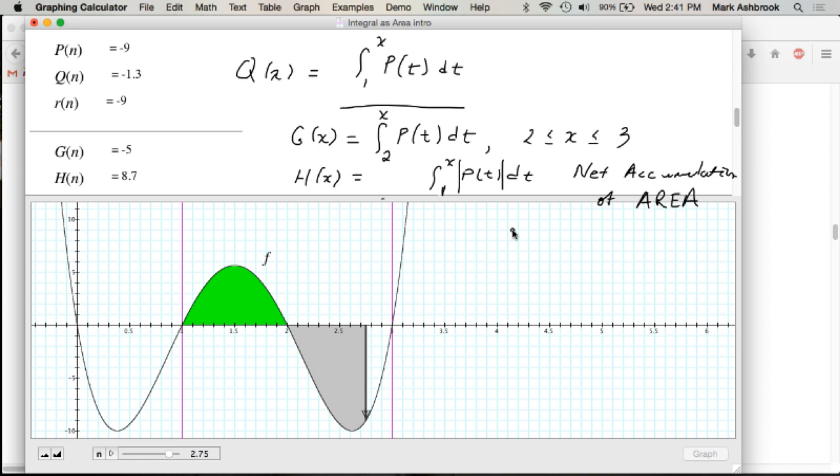Is it wrong if it has the absolute value of the dt within that absolute value? Okay, let's see. So he's asking this. Is that still okay?